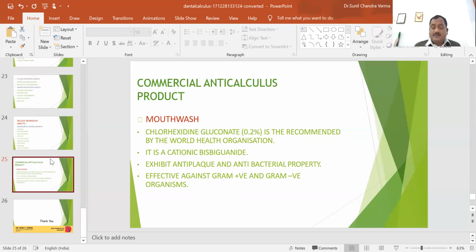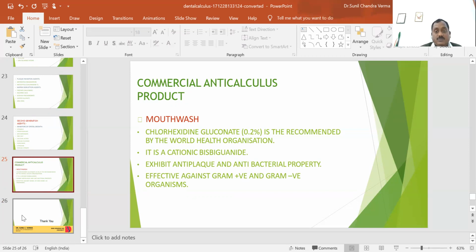Now, commercially, one anti-calculus product used as an antiseptic mouthwash has an additional benefit that it is recommended by the World Health Organization. It is a cationic bisbiguanide, and it has anti-plaque and antibacterial property. It also has anti-calculus activity, and this is effective against gram-positive and gram-negative organisms. And the concentration is 0.2% chlorhexidine, 10 ml for 2 minutes twice a day for not more than 14 days.